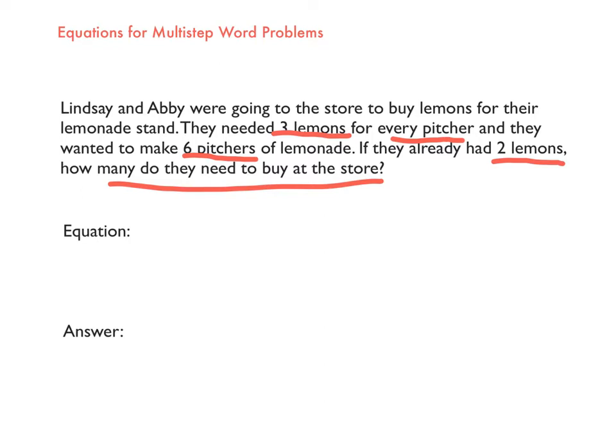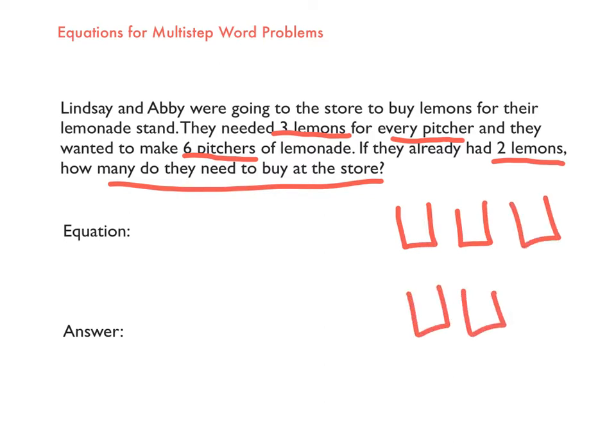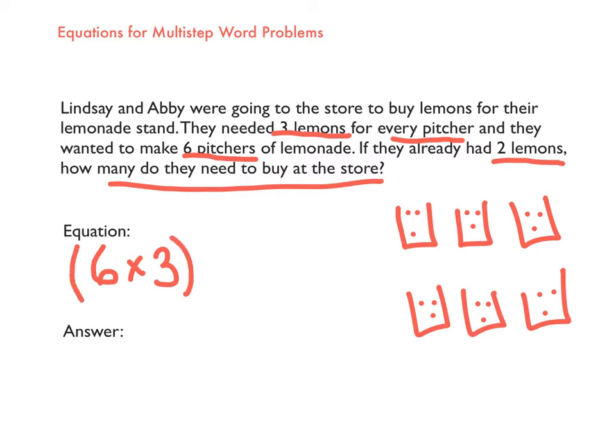We want to know how many lemons they need to buy. So they needed 3 lemons for every pitcher, and they wanted to make 6 pitchers. So if I drew a picture to help me, I could draw the 6 pitchers that they need, and the fact that they need 3 lemons for each pitcher. So my equation so far looks like 6 times 3. Now, I know that I need to do this first, so I can even put parentheses around that to tell me to do that first.